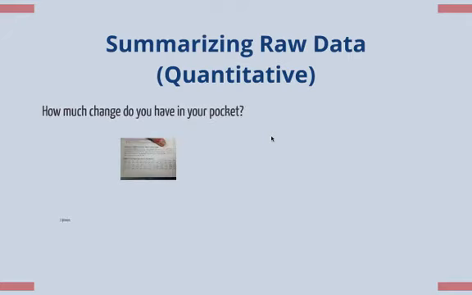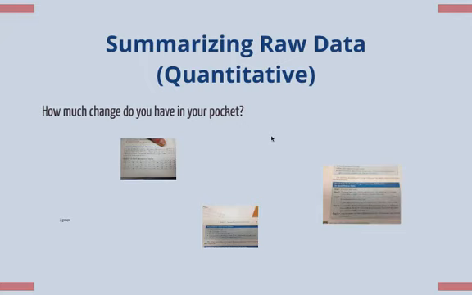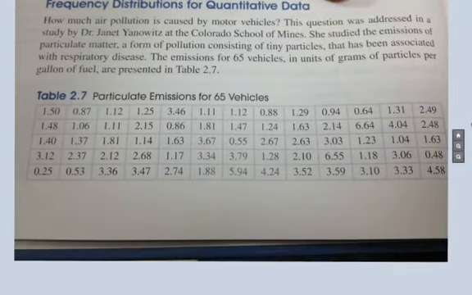So let's say we ask 65 students, how much change do they have in their pocket? Each student has to answer this. So this is an actual number that they will report, which makes this variable quantitative. If we are focusing here, disregard the fact that it says emissions for 65 vehicles. Let's pretend that this is actually change that people have in their pocket. So we have 65 scores.